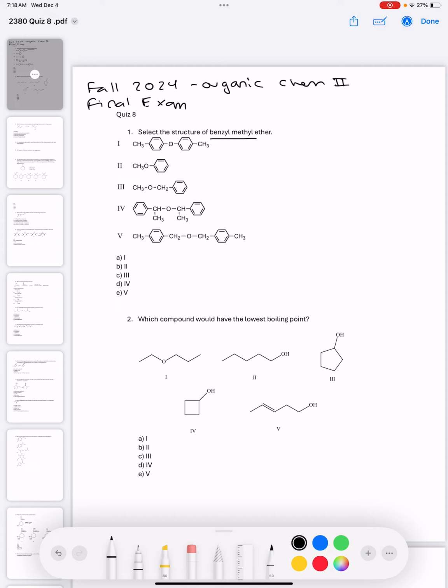But students have to fill in, you guys have to fill in all your work, show your work, and then upload the quiz. Okay, so the first question is select the structure of benzyl methyl ether.